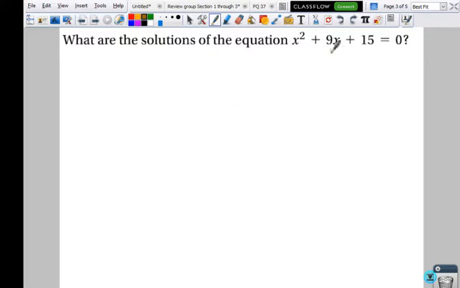Alright, so we are going to use completing the square to solve x squared plus 9x plus 15 equals 0. So you could try to in-middle factor this one, but you won't be able to find anything that works.